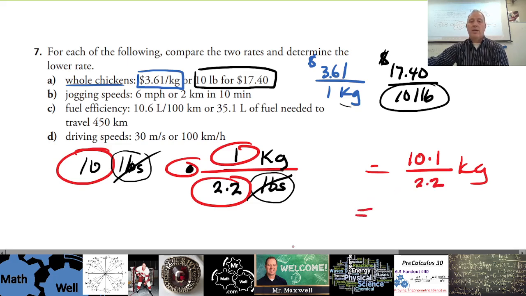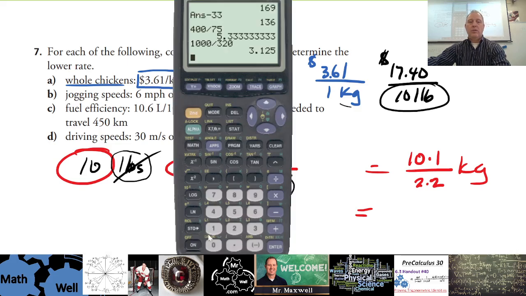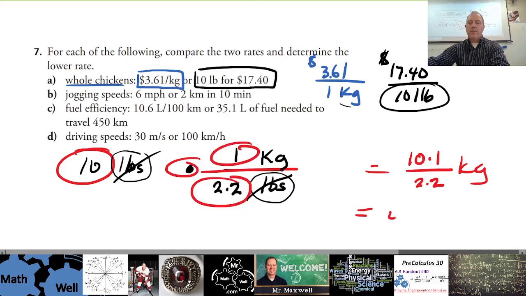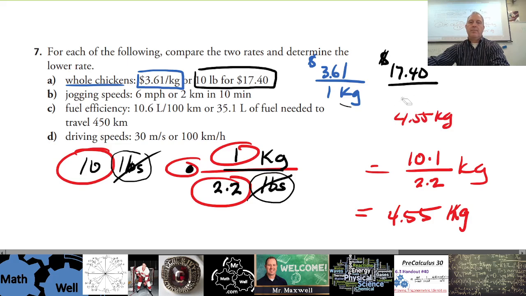So what's 10 divided by 2.2? Well, we'll figure that out real quick. That's going to be 4.55, let's say. 4.55 kg. So guess what? This 10 pounds turns into 4.55 kg. You see that? So what is that right now? 4.55 kg.